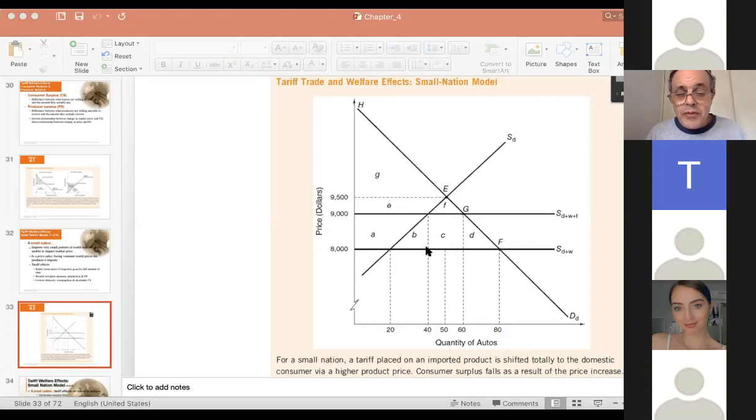So in this case, how many cars did we say we are importing? 20. And how much tariff are we paying on each one? 1,000. Therefore, the total revenues from the tariff would be equal to 20,000, which is 20 times 1,000. So this whole area is equivalent to $20,000. And this $20,000 that used to be consumer surplus is now government tariff revenues.